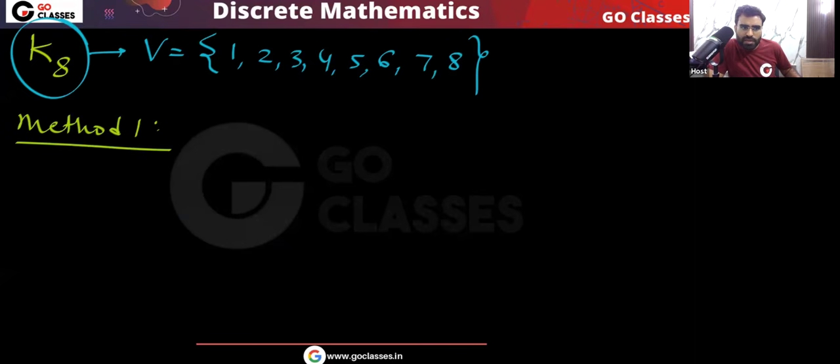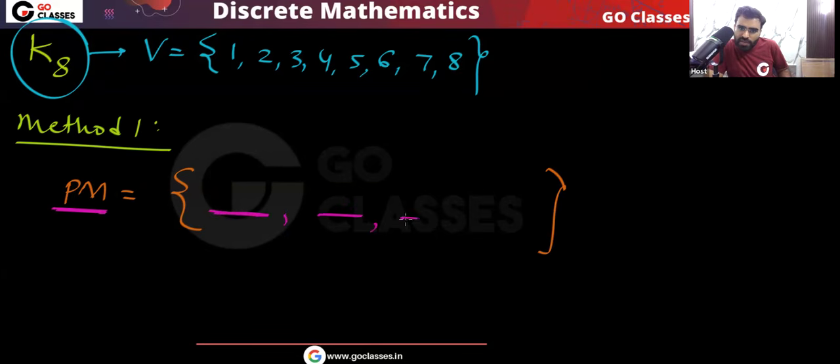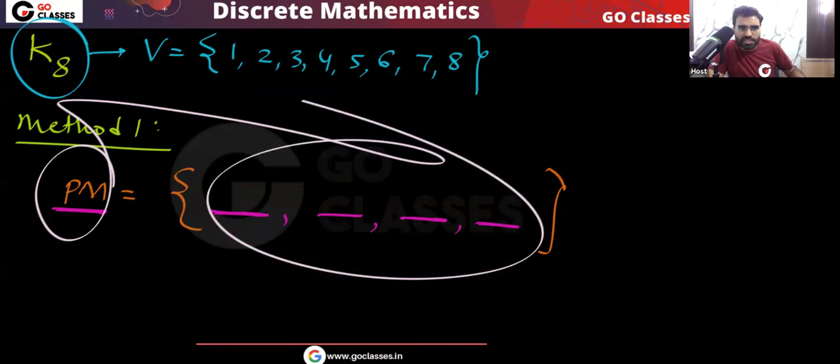Method 1. We are making a perfect matching. A perfect matching will cover all the vertices. You have 8 vertices in this K8. So total 4 edges I need. Do you agree with me? In the perfect matching, whatever perfect matching you create, it will contain 4 edges. Every edge will cover 2 vertices. Yes or no? We already know every edge will cover 2 vertices, and no 2 edges can cover any common vertex. Any 2 edges you take will cover disjoint vertices. So 4 edges I need to take, and then all the 8 vertices will be covered. So in the perfect matching, total 4 edges will be there.